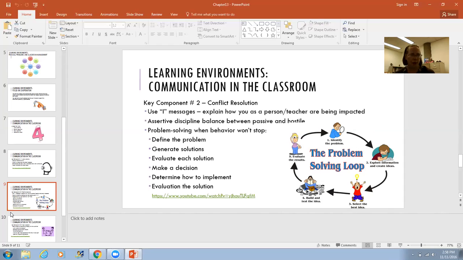How will you feel? Is that going to make you feel good or bad or somewhere in between? Is there something else that might be better? And then we make a decision, help them make a decision, and then we determine how to implement it. And then lastly, there's an evaluation of the solution. So nothing that happens is ever definitive, right? So we did this, we tried this, it really worked. Maybe we should try something else next time.